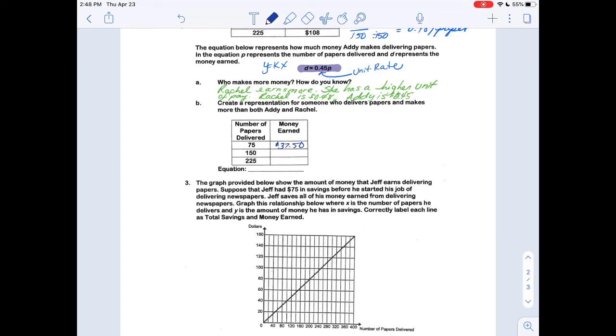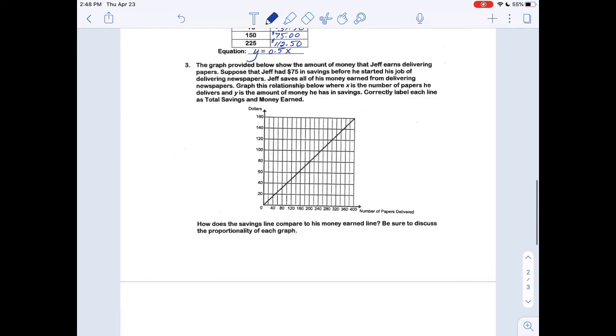150 times 50 cents, 75. 225 times 50 cents, $112.50. So what's my equation? Y equals 0.5x, since it is 50 cents.